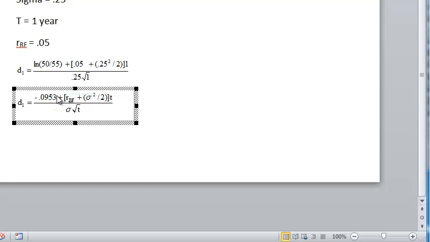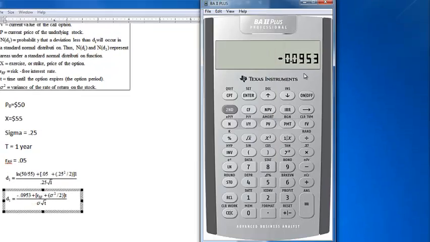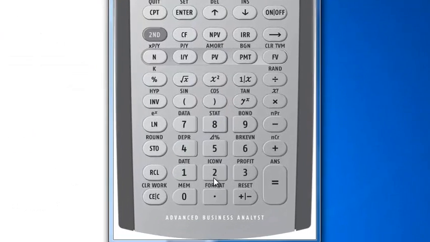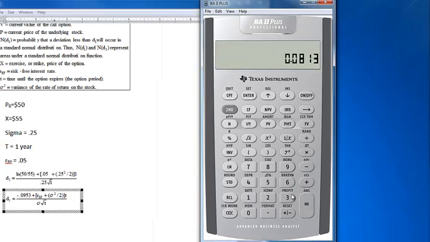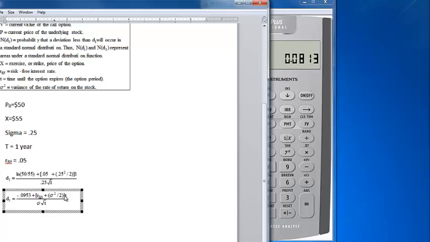The risk-free rate is 5% plus the 0.25 squared divided by 2. So I'm going to start with the second argument there. I'm going to take 0.25 squared divided by 2, which is 0.0313 plus the risk-free rate of 0.05. And we'd multiply that by 1, which doesn't have any effect. So we get 0.0813.